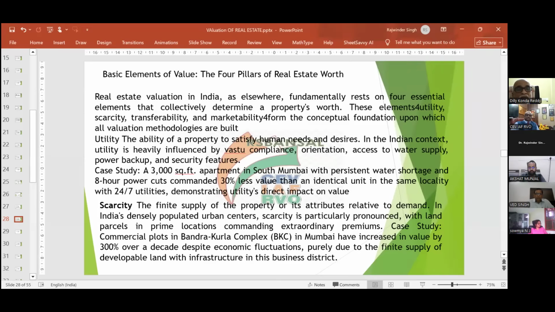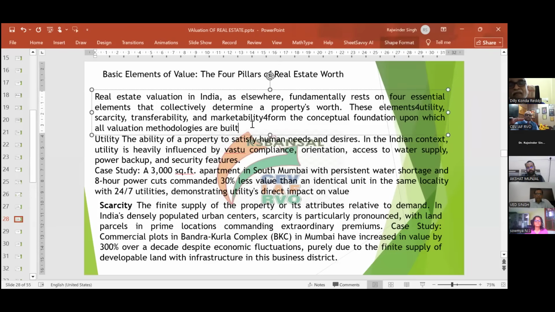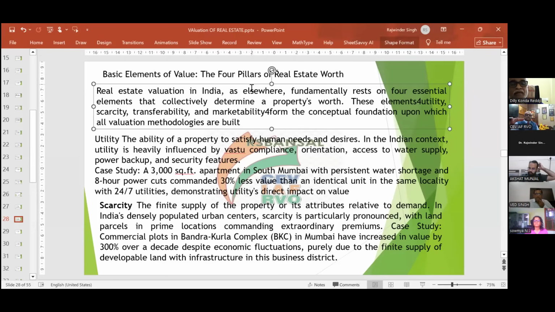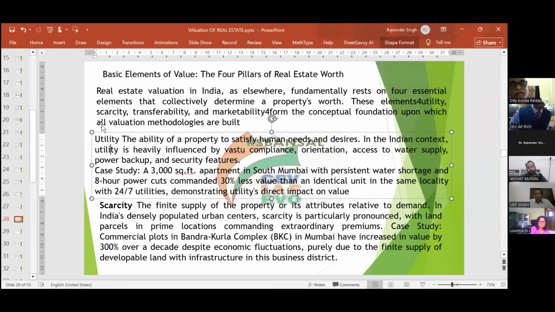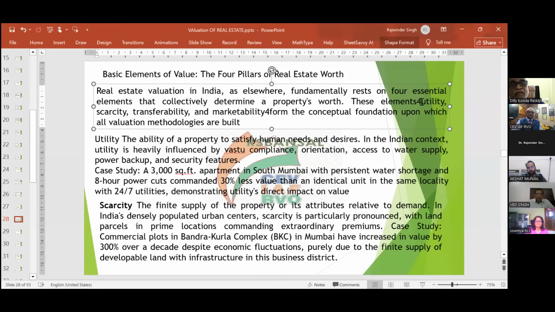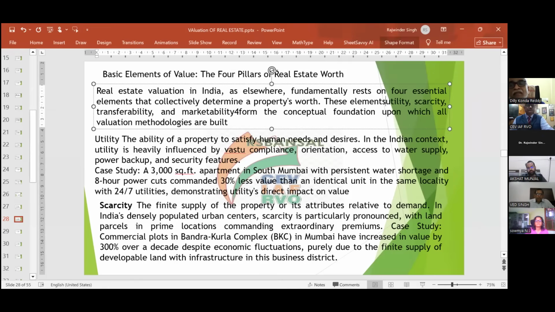Next is basic elements of value, the four pillars of real estate worth. So as we have told you in the morning, there are four elements: scarcity, utility, marketability, and demand. So these are the four elements on which value depends.